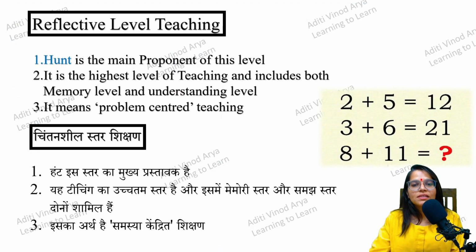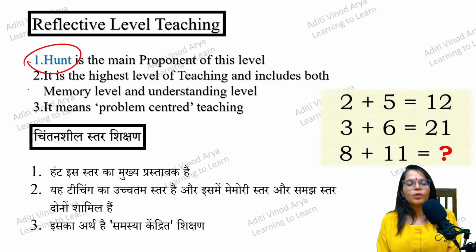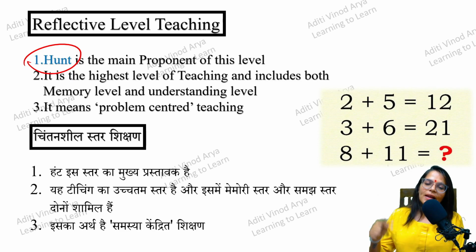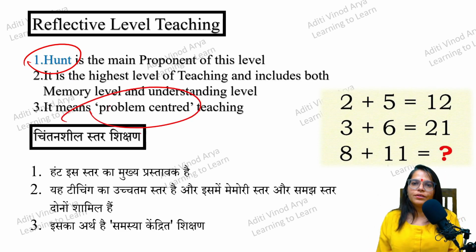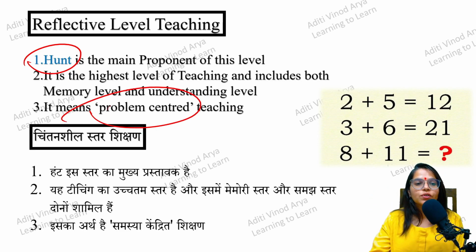The last one is the reflective level. Hunt was the main prominent. The author Hunt has contributed most in the reflective level. This is the highest level of teaching, as you can say, because it includes and considers both the memory as well as the understanding. It is also known as problem-centered teaching. So these are the 3 basic layers or levels which you need to know.